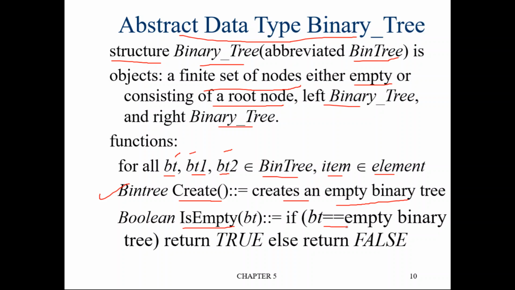If the binary tree is empty, then it will return true, otherwise it will return false. So if there is at least a root node, then it is not an empty tree. If there is no root node, then it is an empty tree.